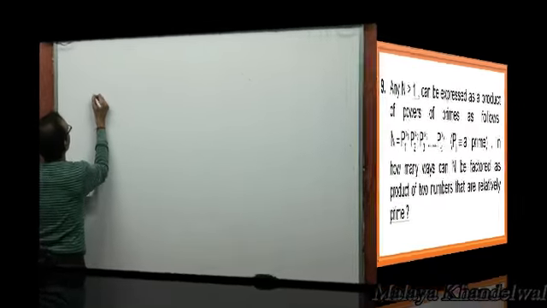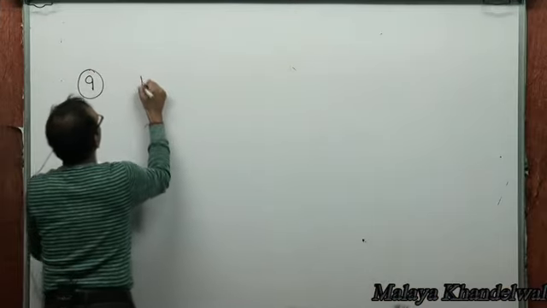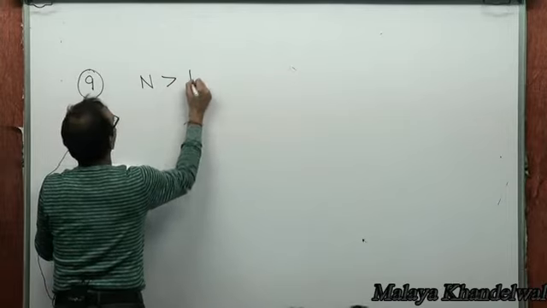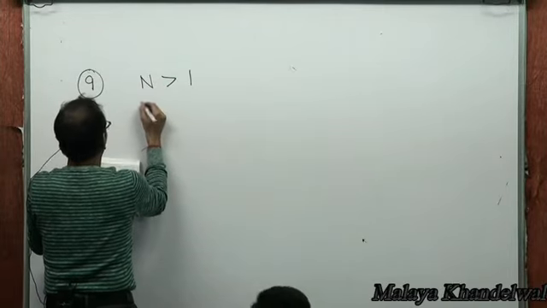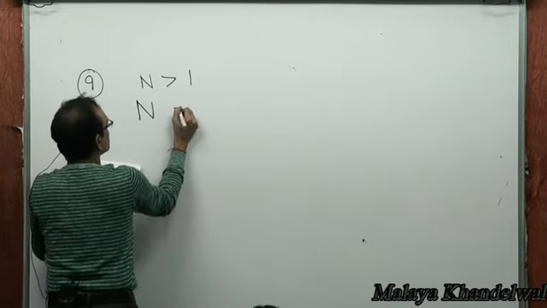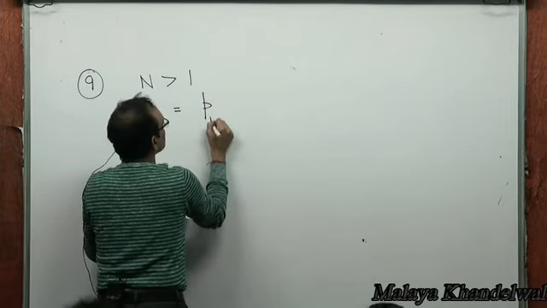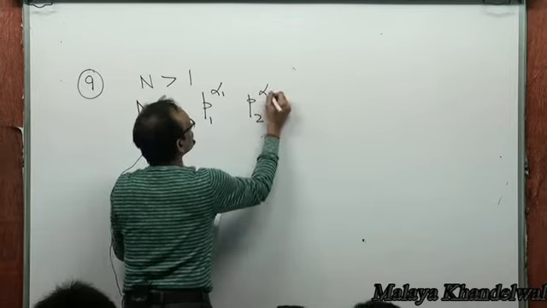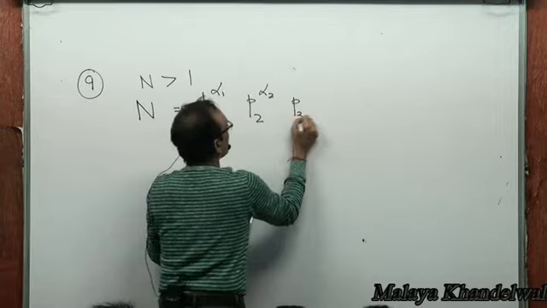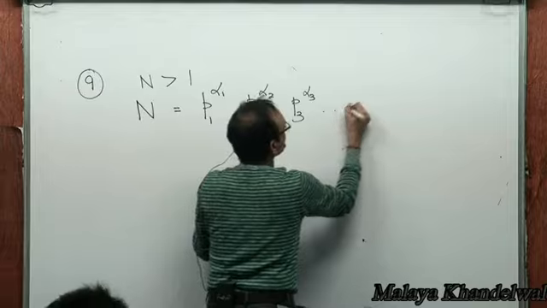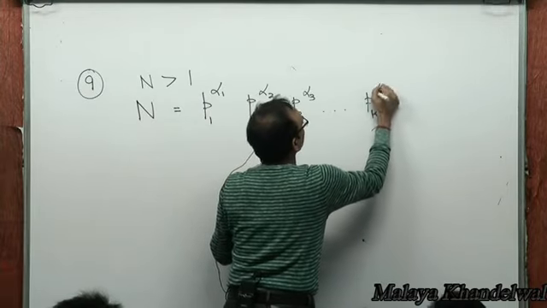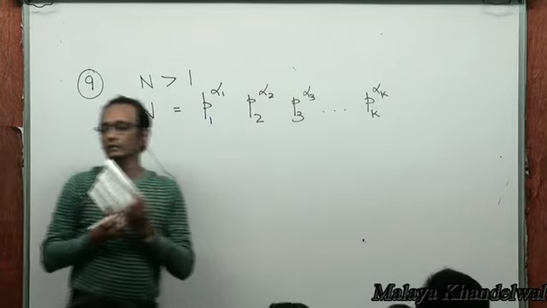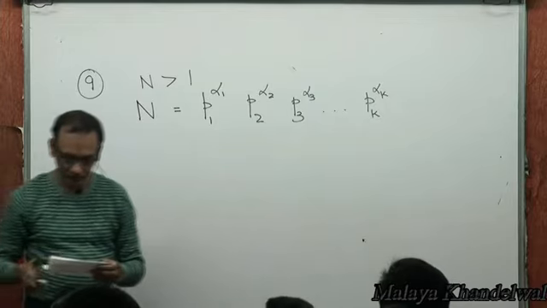Number 9. N is a natural number greater than 1, say. And every n can be written as a product of powers of primes, p1 to power alpha 1, p2 to power alpha 2, p3 to power alpha 3, pk to power alpha k. Every natural number could be resolved into factors of this kind.